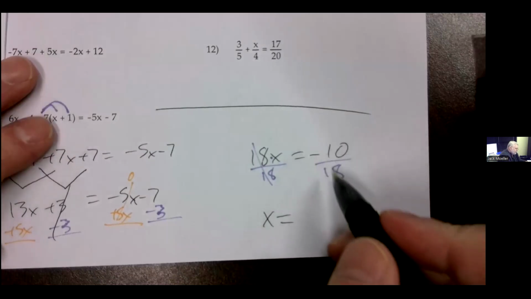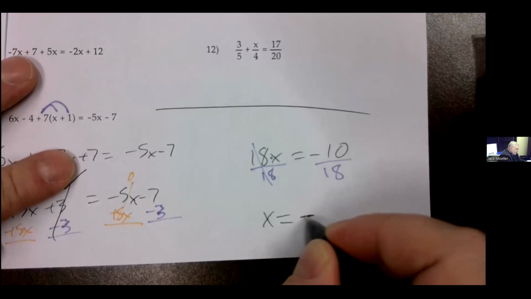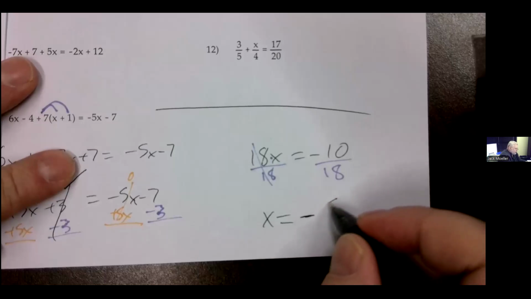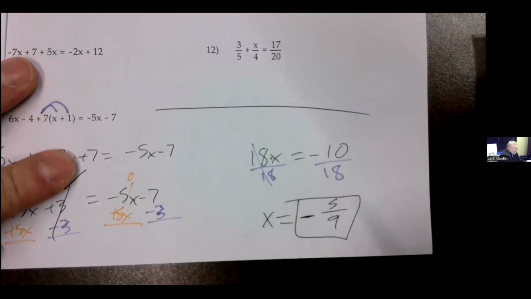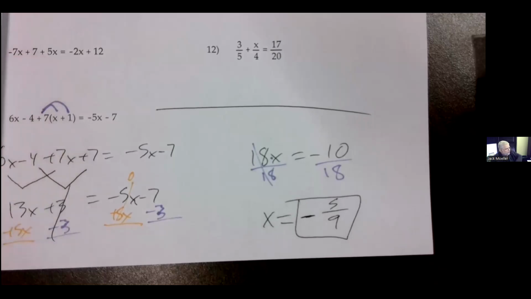Now I had negative 10 divided by 18. Negative divided by positive is a negative, so we tend to put that negative out front. MyMathLab should accept it if it's on top. Technically, it wouldn't be wrong if it's at the bottom, as long as you just have one negative.